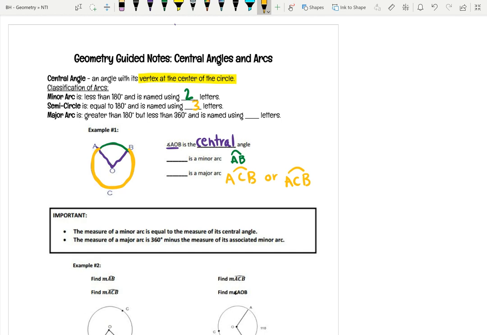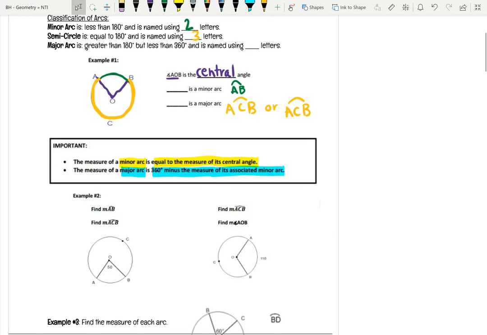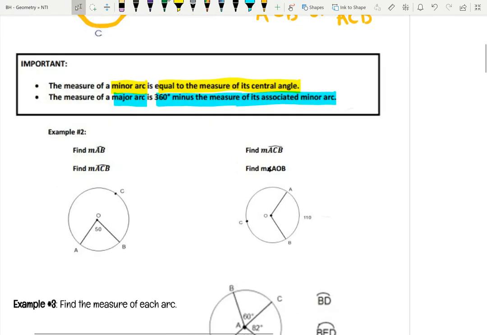Now, just some important pieces of information if you want to write these down in your notes. The measure of a minor arc is equal to the measure of its central angle. The measure of a major arc is going to be 360 minus the measure of its associated minor arc, and that will make more sense after we go through some examples.